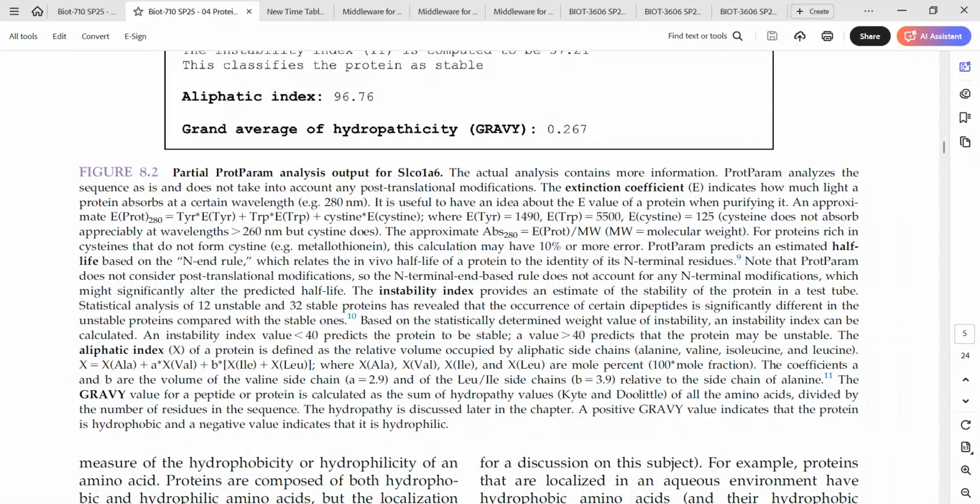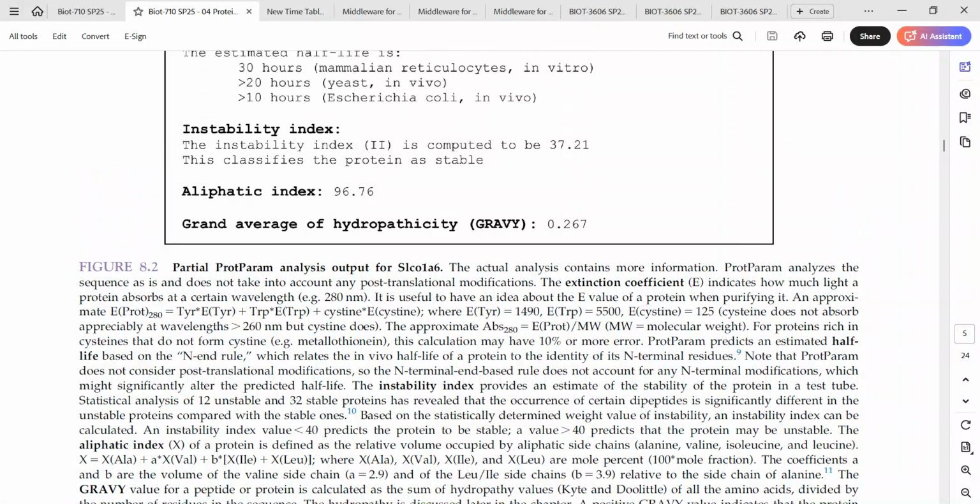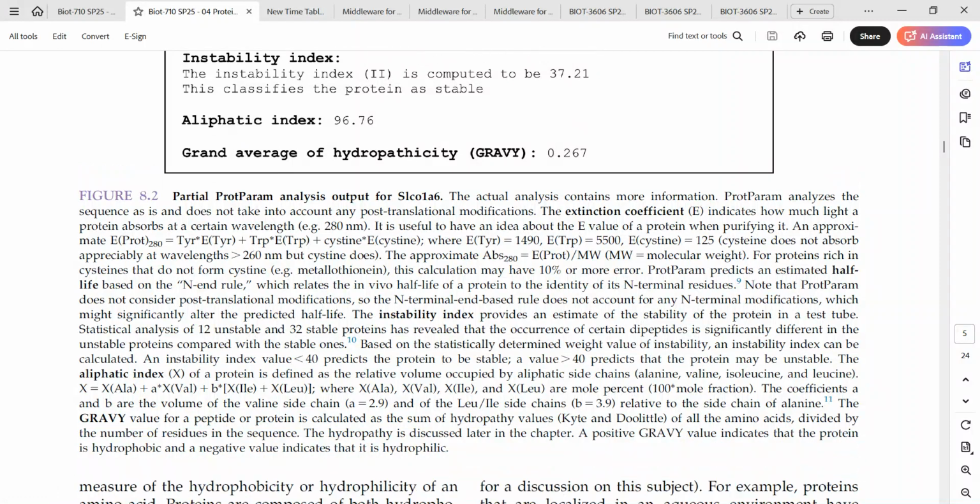What other properties do we have? Aliphatic index relates to a protein having aliphatic amino acids, those are hydrophobic amino acids. Instability index presents an estimate of the stability of the protein in a test tube. GRAVY is again related to hydrophobicity. There are regions in the cell which are hydrophobic, for example, the membrane. So a protein having a high GRAVY value will most definitely be present in the membrane region.